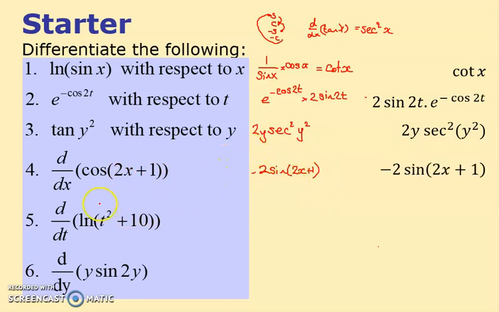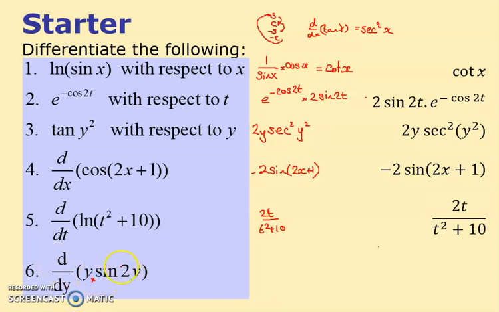Good. The next one is a log again. So it's going to be 1 over this, t squared plus 10. But then I have to multiply by the differential of this bracket, which is 2t. So I reckon it's probably just that, 2t over t squared plus 10. Yes, it is.